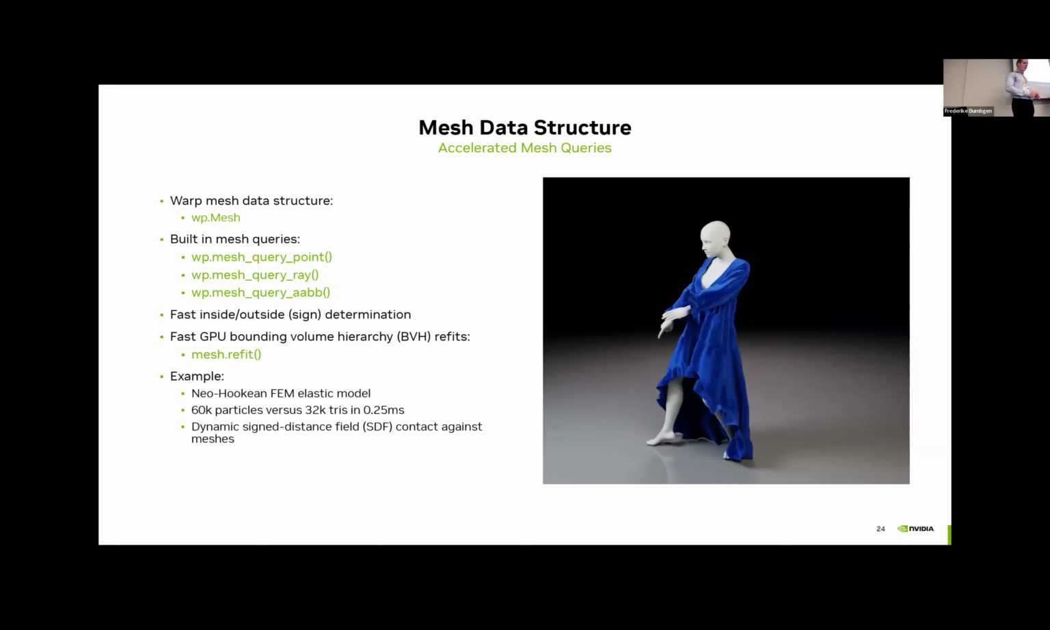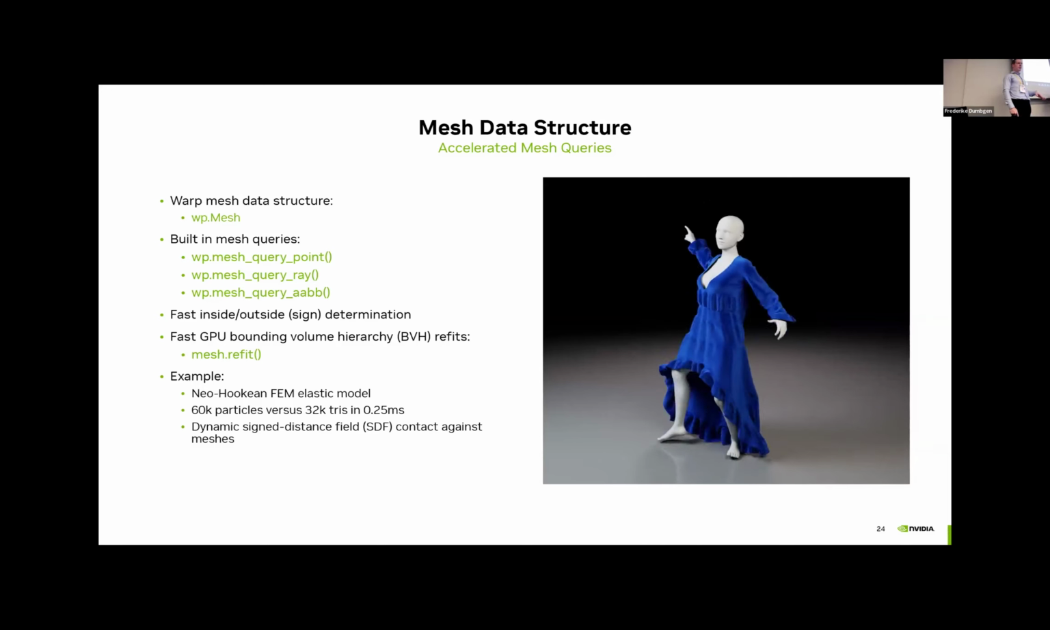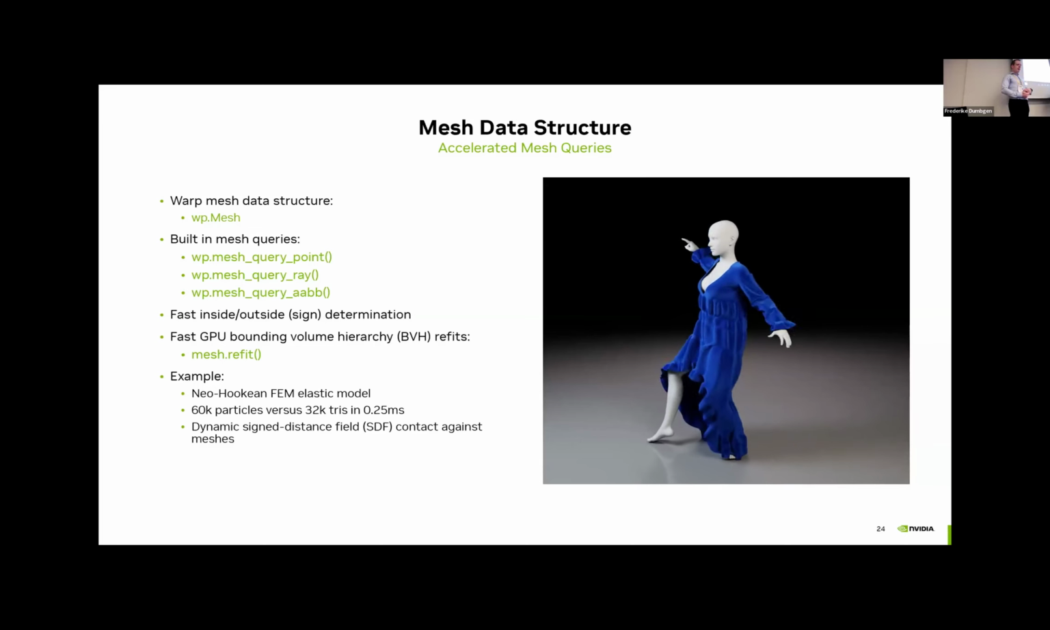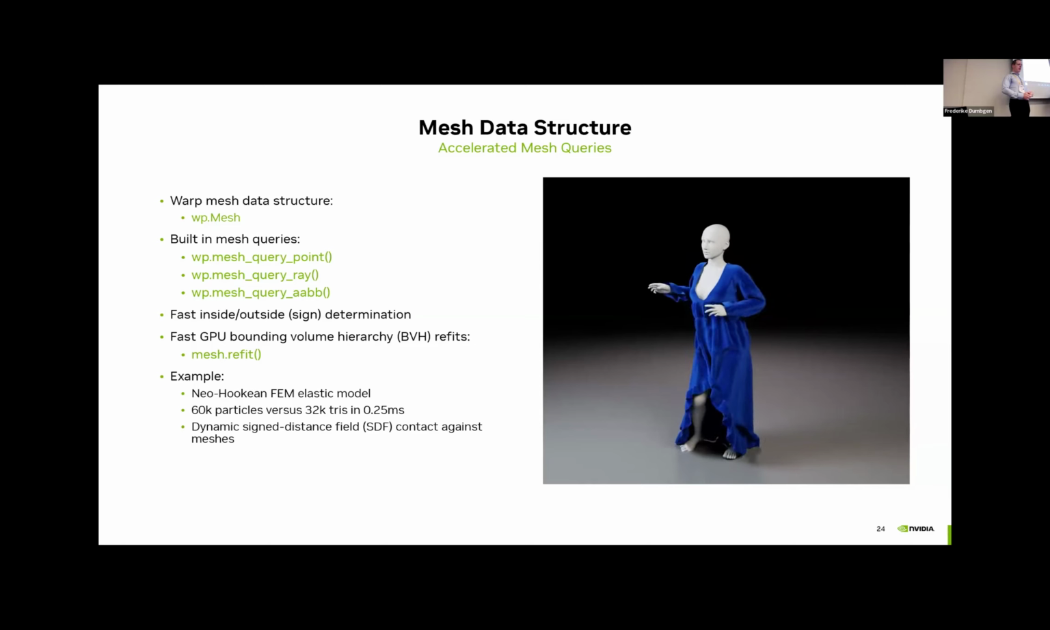And here in this example, we have actually an animated mesh of this dancing figure. And there also at every frame, we need to refit the mesh. And that happens on the GPU. And then we can run the FEM cloth simulator and do the queries for all the particles in the cloth against the mesh. And that happens so fast that it runs in real time, even for these 32,000 triangles in the cloth.